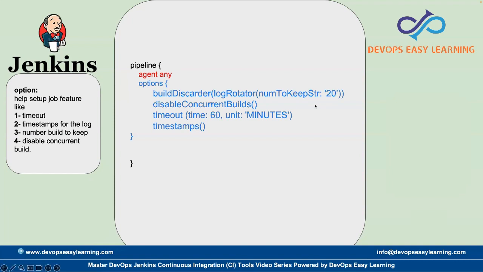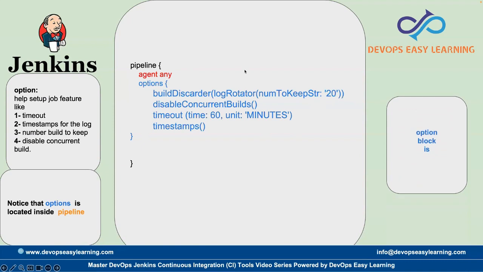But I want you to notice something, the same as we did for agent. Actually, options is located under the pipeline. This time around, the options block is not mandatory. It is optional, meaning you don't have to use options all the time. It just depends on what you're trying to achieve. But so far, the main pipeline block is mandatory, and this agent here is mandatory. But when it comes to options, it is not mandatory.